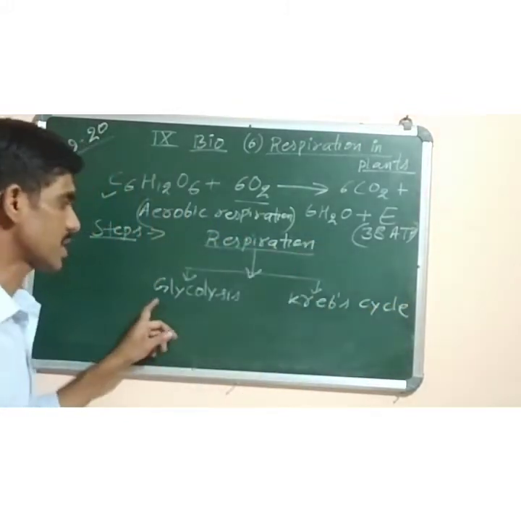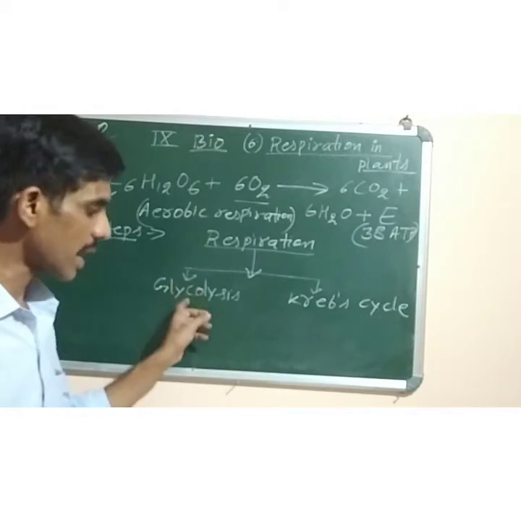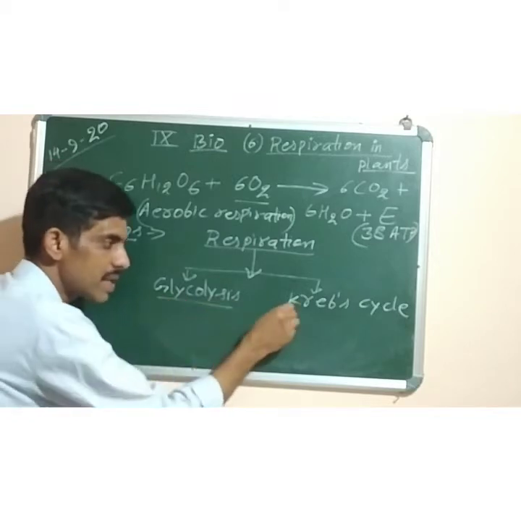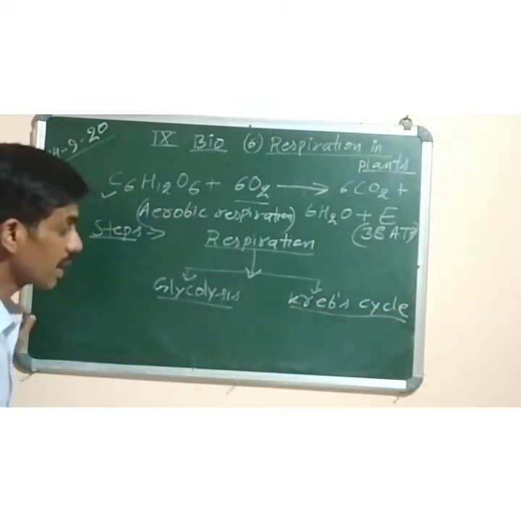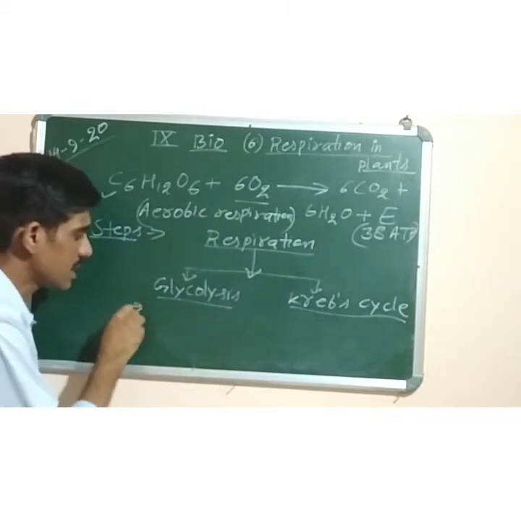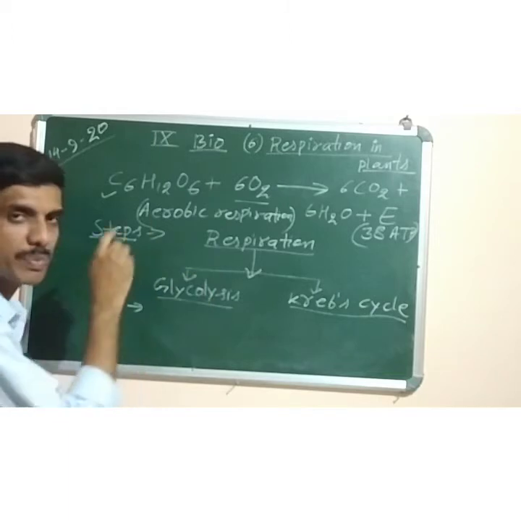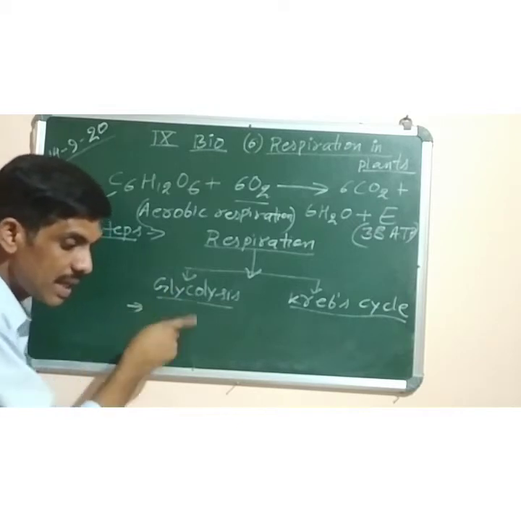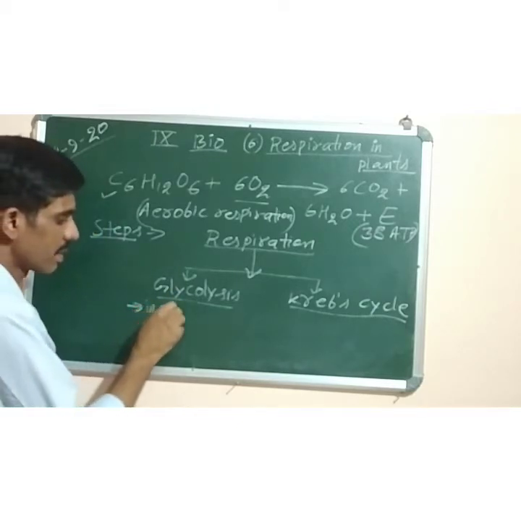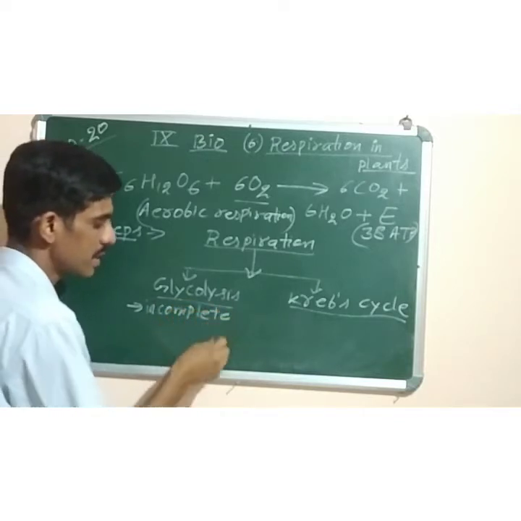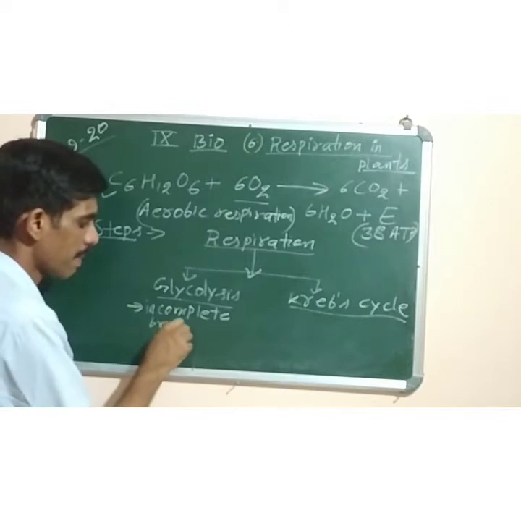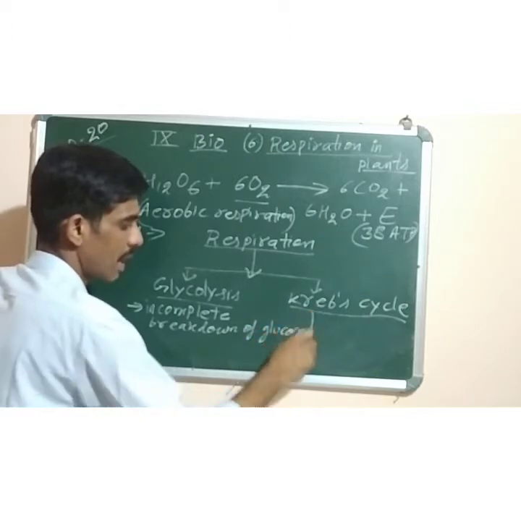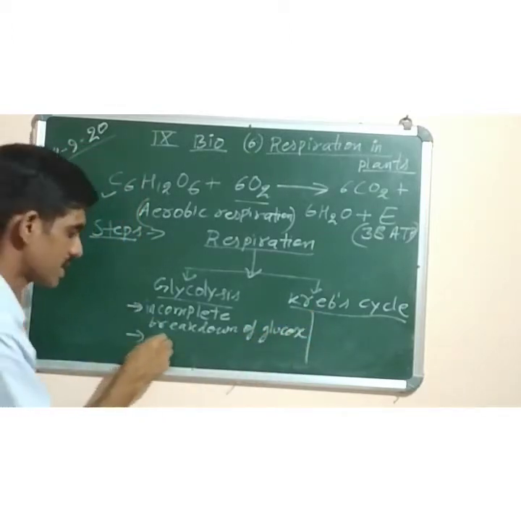The entire process of respiration is completed in two steps: glycolysis and Krebs cycle. Two phases are there, and breakdown occurs in the presence of particular enzymes. What happens during glycolysis? Glyco means glucose, lysis means breakdown. So breakdown of glucose occurs during glycolysis. It is the incomplete breakdown of glucose, meaning glucose molecules are not completely burnt or oxidized. It occurs in the cytoplasm.